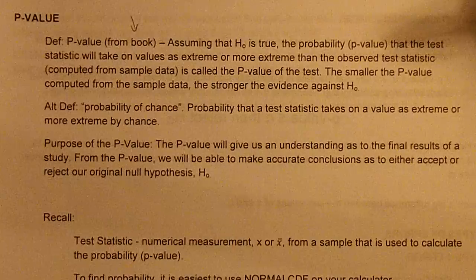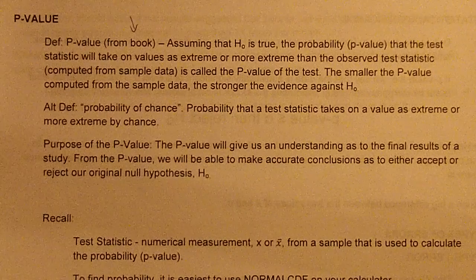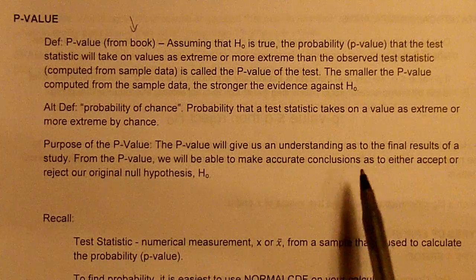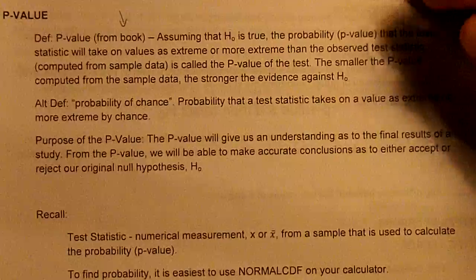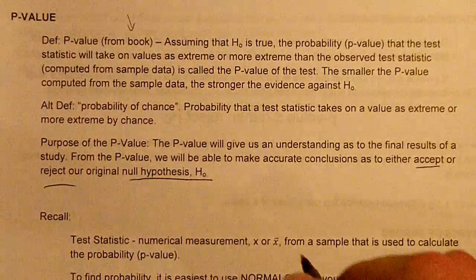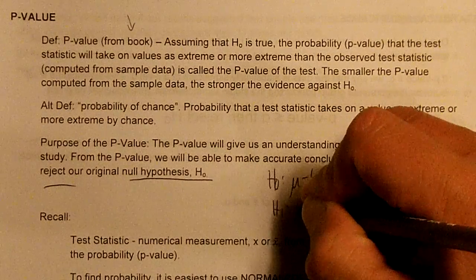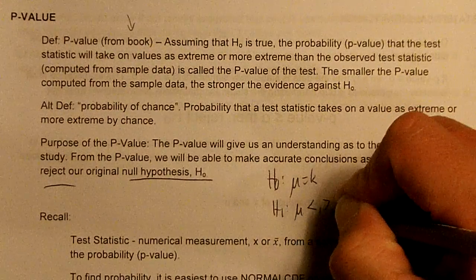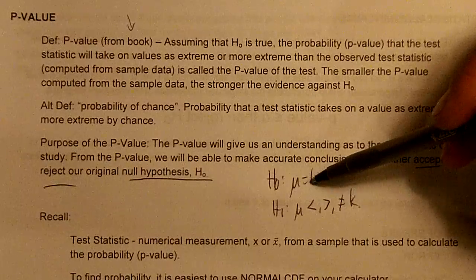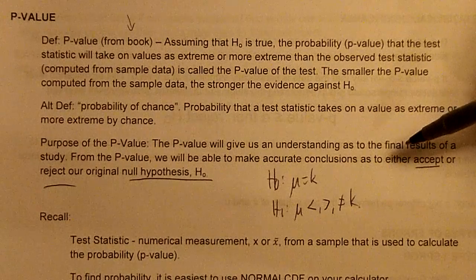Now, it might seem really easy on the surface, but if you want to get a really in-depth understanding, you might have to look into it in more detail. But the purpose of the p-value is that it's going to give you an understanding of the final results, and it'll allow you to formally accept or reject your original hypothesis. So going back to the previous page, you had two hypotheses, right? Mu is equal to k, and the alternate, mu is either less than, greater than, or not equal to k. So in the final conclusions, you would either have to accept the original claim or accept the alternate claim. And this is done through the use of the p-value.